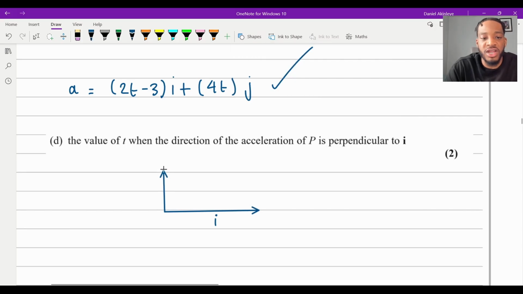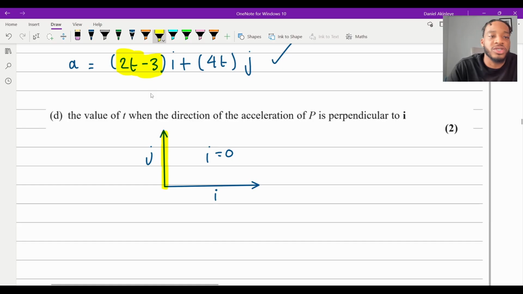You're just traveling vertically upwards, so that means we're just traveling in the j direction. In other words, if you're traveling in just the j direction, that means your component for i would be 0. If you are traveling perpendicular to i, that means you're traveling vertically. So what we need to do is make our i component equal to 0, because when it's equal to 0, we're just traveling vertically upwards, in other words, perpendicular to i.